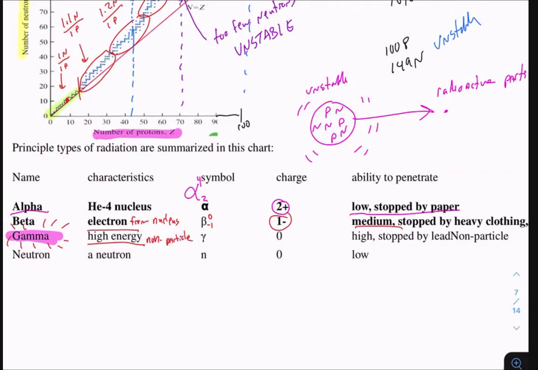The symbol for gamma is, remember we called it an upside down cursive L? It's not considered to have mass and it doesn't have an atomic count. So 0, 0. It's got high penetration power.